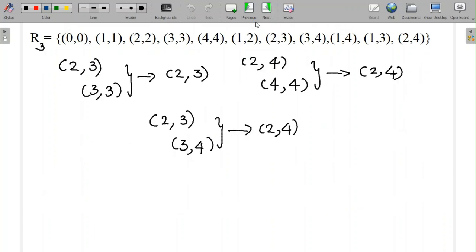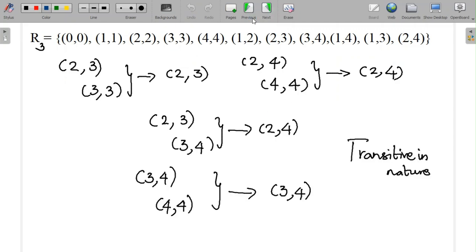So all pairs beginning with 1 have been checked. When we go to pairs beginning with 2, 2, 3, and 3, 3 should result in 2, 3, which is obviously there because that's where we started. 2, 4, and 4, 4 should result in 2, 4, which is again present by default. 2, 3, and 3, 4 should result in 2, 4, which is in fact present. Let's go to pairs that begin with 3.